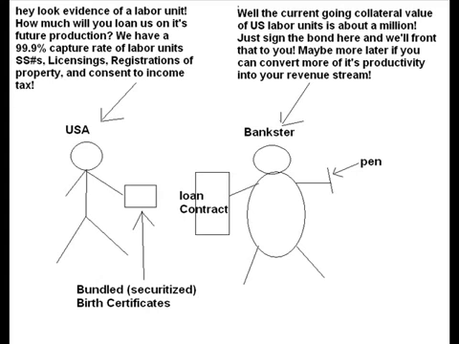Just sign the bond here and we'll front that to you. Maybe later, maybe more later if you can convert more of its productivity into your revenue stream. Okay? So your birth certificate is evidence of delivery of a potential revenue stream. It's evidence of the ability to pay back the debt because the United States has a high capture rate on those revenues that you're going to create through your labor.